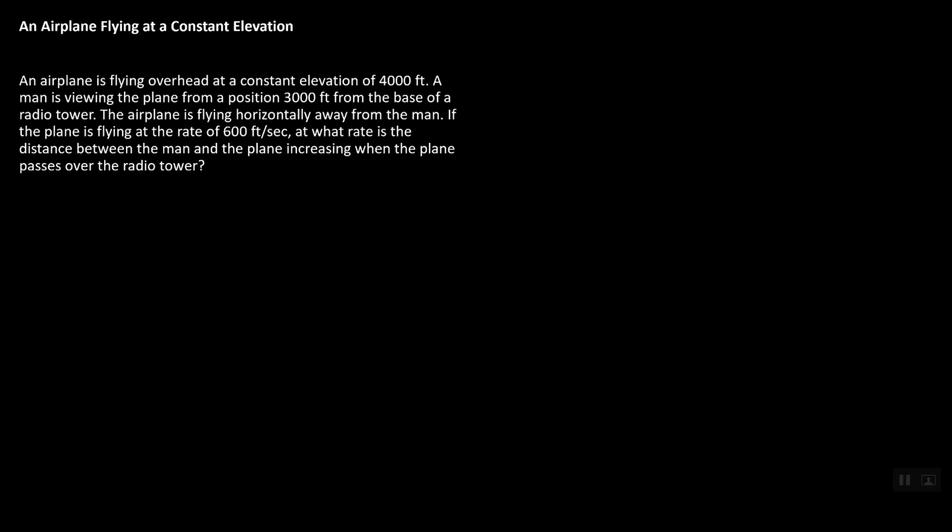Let's work on an example of implementing this problem-solving strategy for solving related rate problems. This next problem we look at is studying a relationship between speed of a plane and the rate at which the distance between the plane and a person on the ground is changing. We're told an airplane is flying overhead at a constant elevation of 4,000 feet.